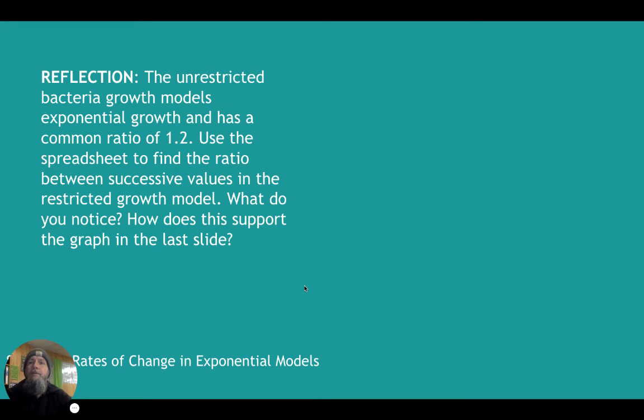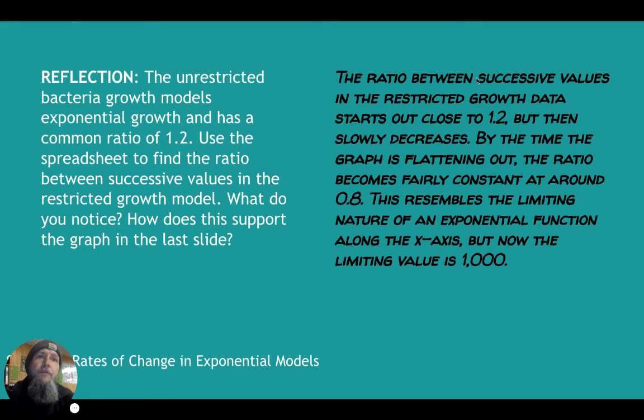All right. Unrestricted bacteria growth models exponential growth and has a common ratio of 1.2. We're going to use a spreadsheet to find the ratio between successive values in the restricted growth model. What do you notice and how does this support the graph in the last slide? All right. The ratio between successive values in the restricted growth data starts out close to 1.2, but it slowly decreases.